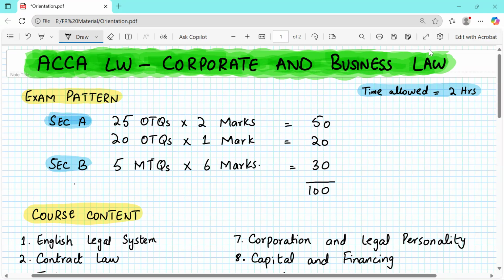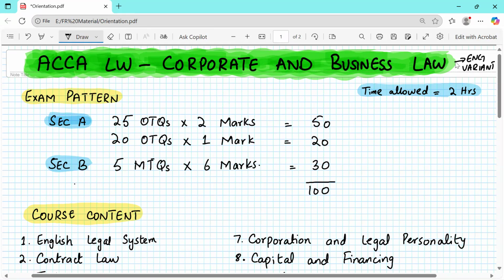In today's class we are just going to look at the overview of this subject, the exam pattern, the course content, and what are the things that we are offering in our package. I will be teaching Corporate and Business Law UK variant, or also known as English variant. Now, let's first discuss the exam pattern.